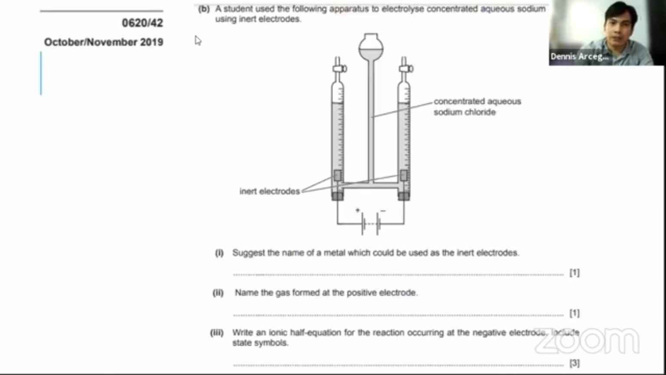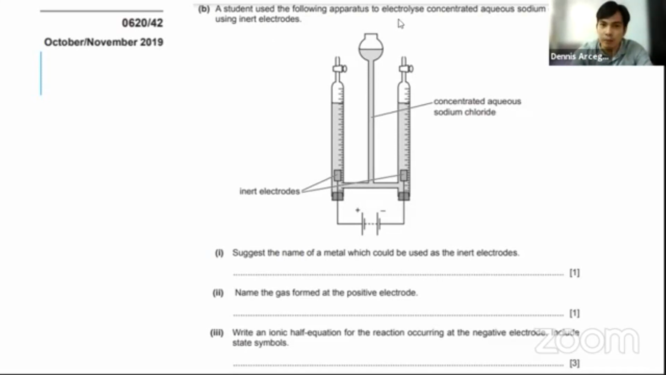Okay, so we'll just proceed to the question. I'm going to tell you how you're going to answer this one. This one is paper 4, October-November 2019. If you still remember, when we're discussing this kind of question, electrolysis, I always ask you to write the ions present first, the ions present in the electrolyte. So let's see this one.